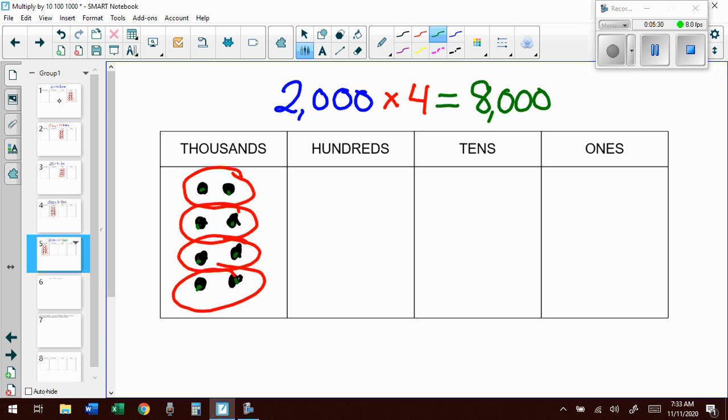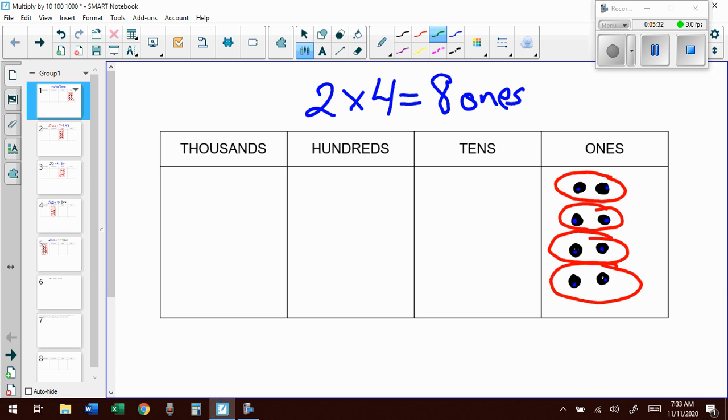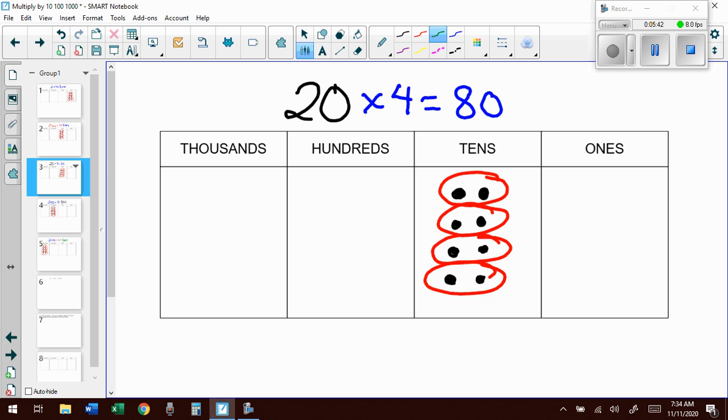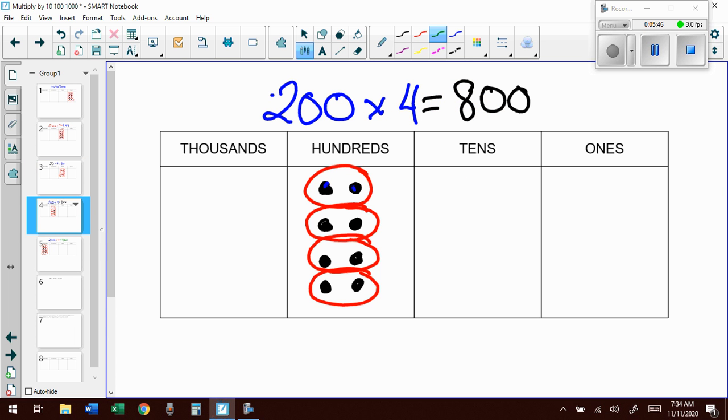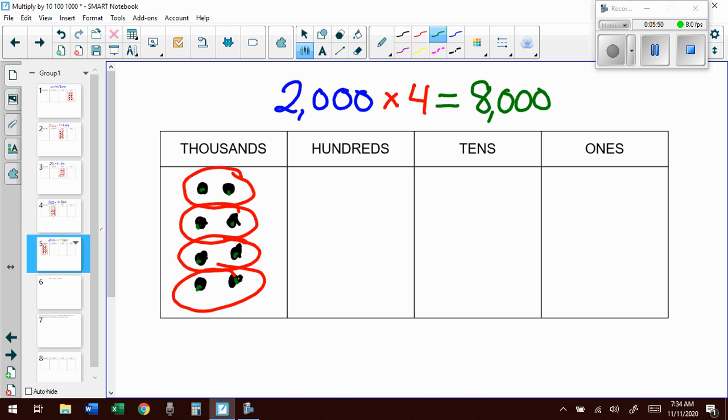Pretty nifty. So if I was looking for a pattern, I would see that 2 times 4 is 8. 20 times 4 is 80. 200 times 4 is 800. And 2000 times 4 is 8000.